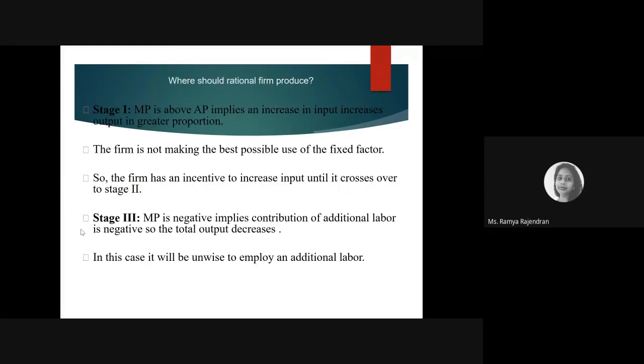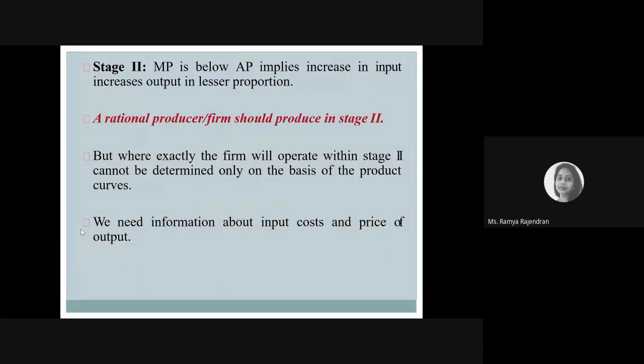In stage one, what's happening? The firm is not making use of all the fixed factors, because they have already invested a lot of money in the land and labor. If they're employing fewer people, they're not using the entire capacity of the factory. In stage three, the marginal product is negative, which means when I include more employees, the output is decreasing. So here you should not be including more employees, because too many people will spoil the broth. Stage two is the right place where any firm should go in for production.